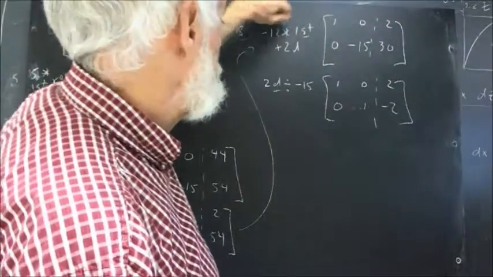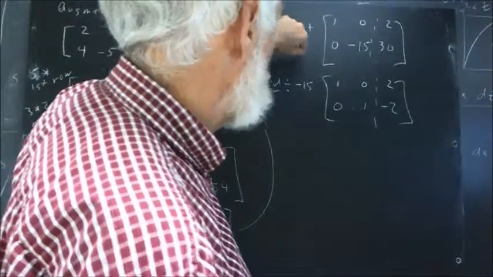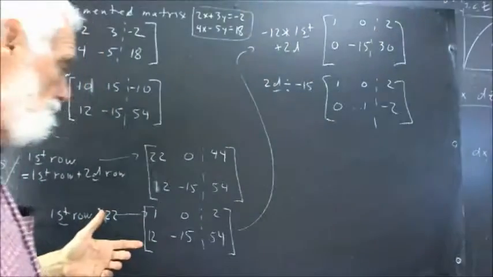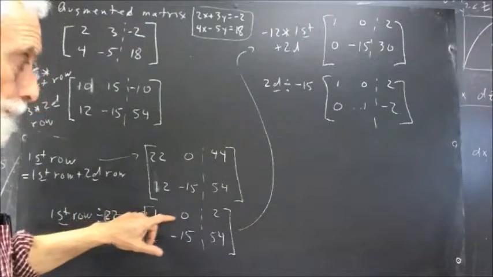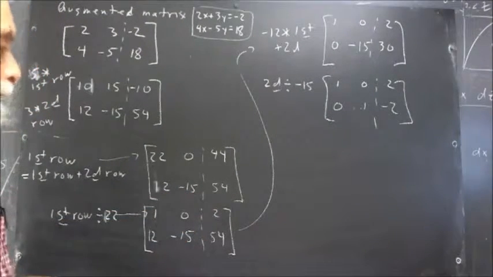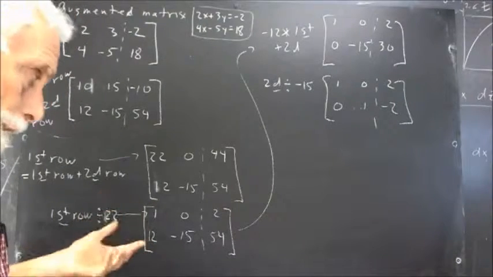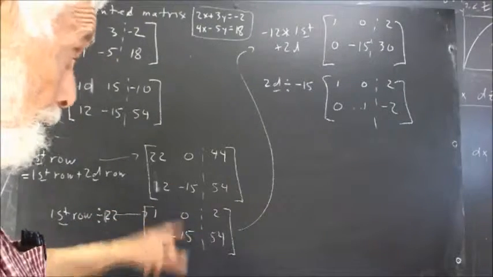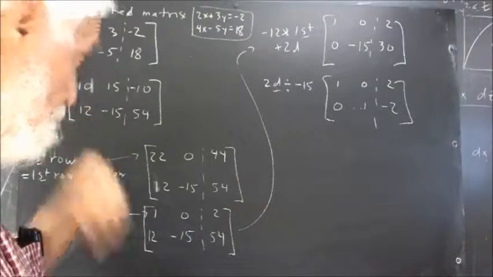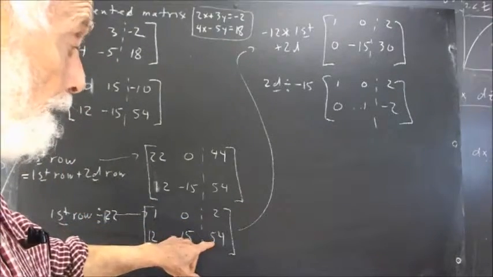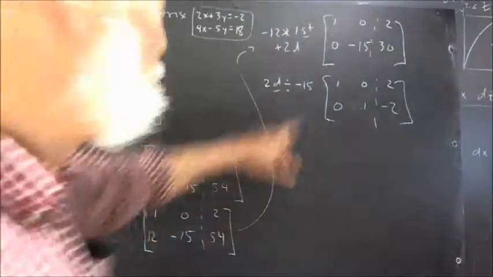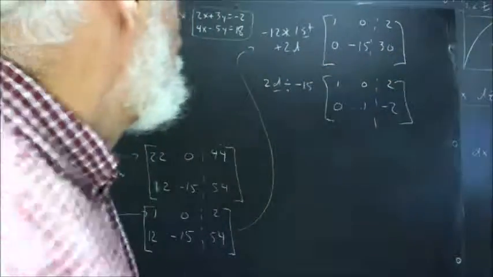We take negative 12 times the first row and add it to the second. Negative 12 times the first row is negative 12, 0, negative 24. If we add that to the second, the negative 12 adds to this 12, giving us 0. Negative 15 stays where it is because we had no y here. And the negative 24 adds to the 54 to give us 30. And this is what we get.